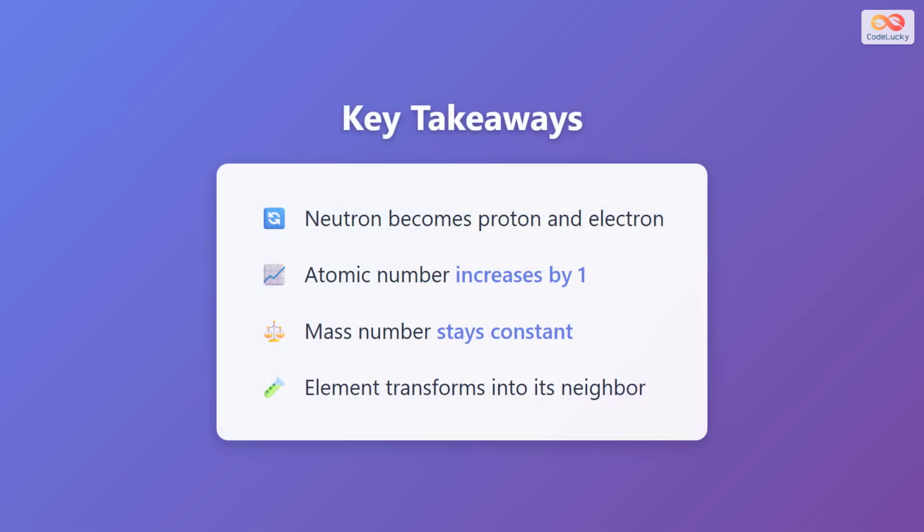Let's review the essential points about beta decay. A neutron inside the nucleus converts into a proton and an electron. The atomic number increases by 1, which means the element moves one position forward on the periodic table. The mass number stays constant because the total number of nucleons remains the same. Finally, the original element transforms into its neighboring element, creating a completely new atom with different chemical properties.